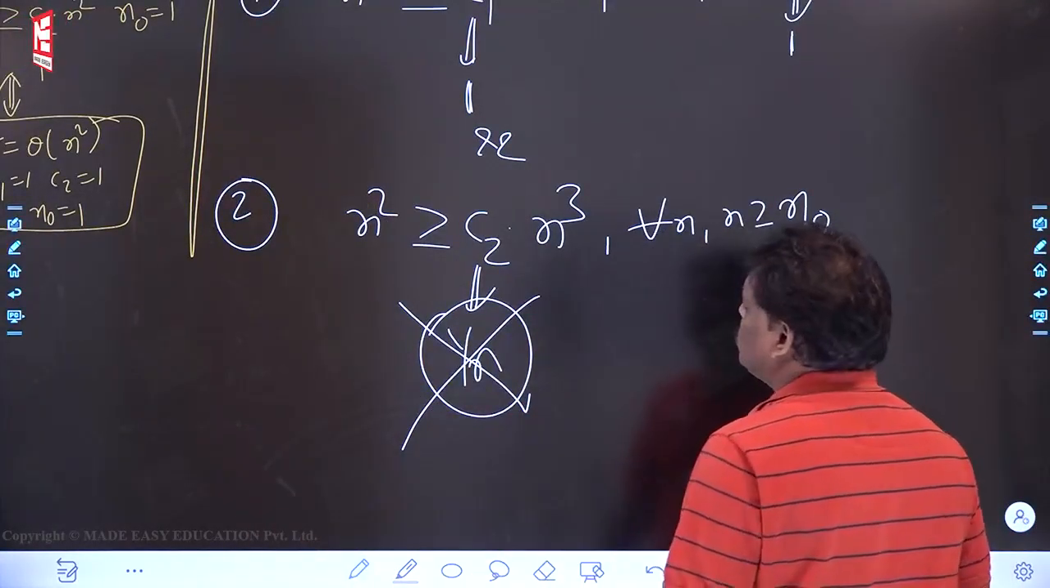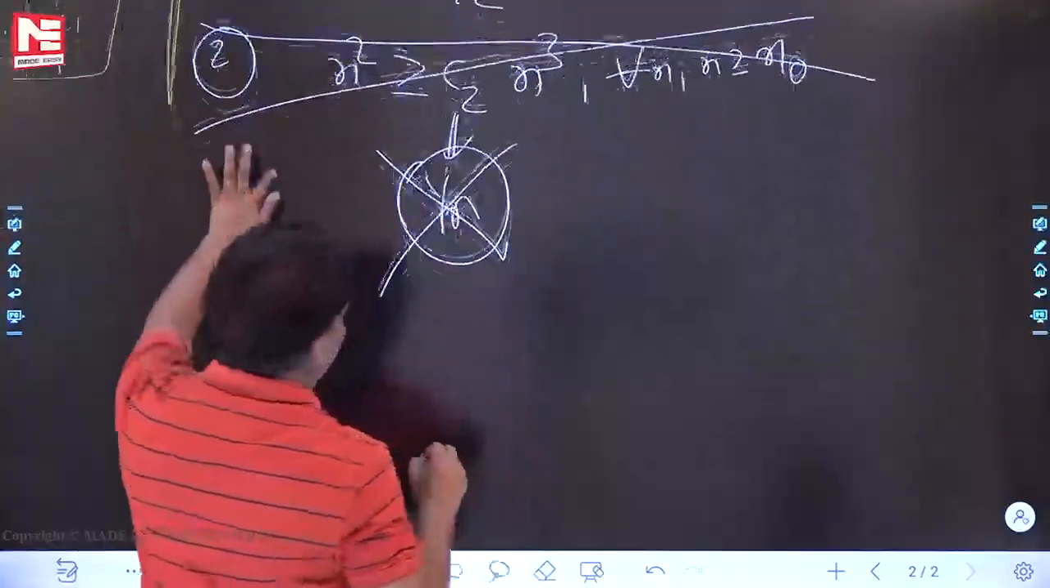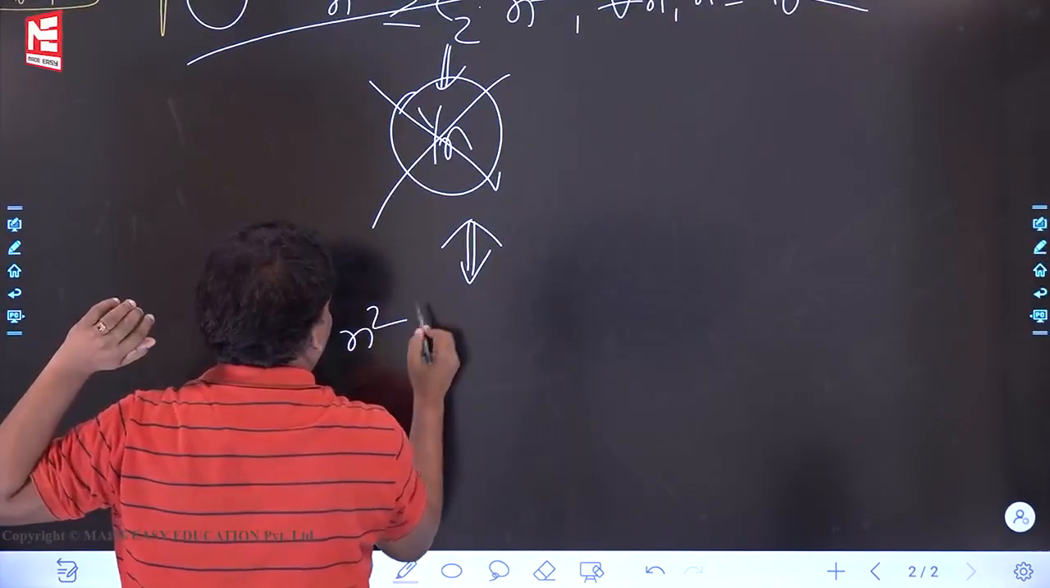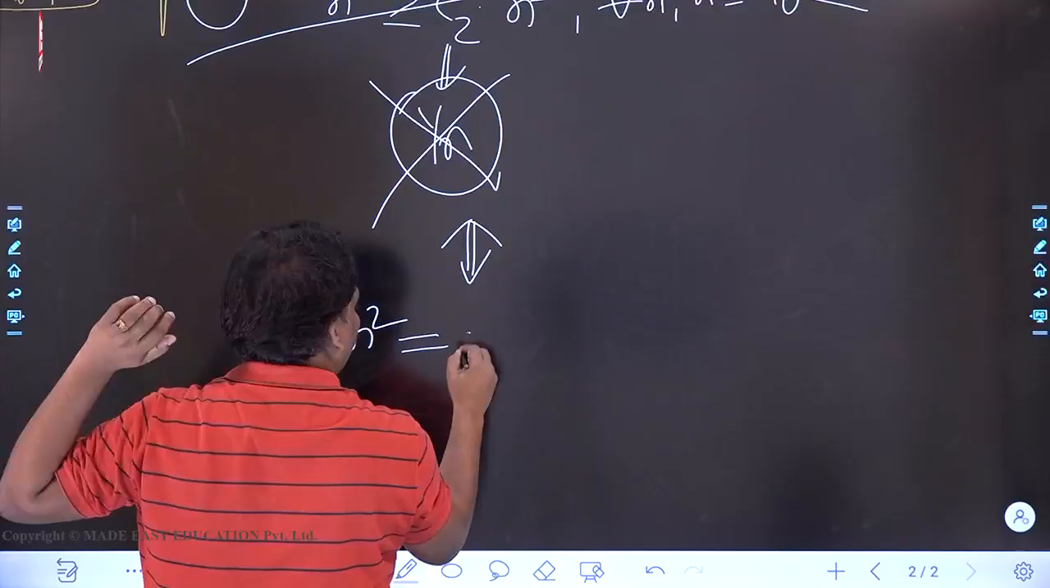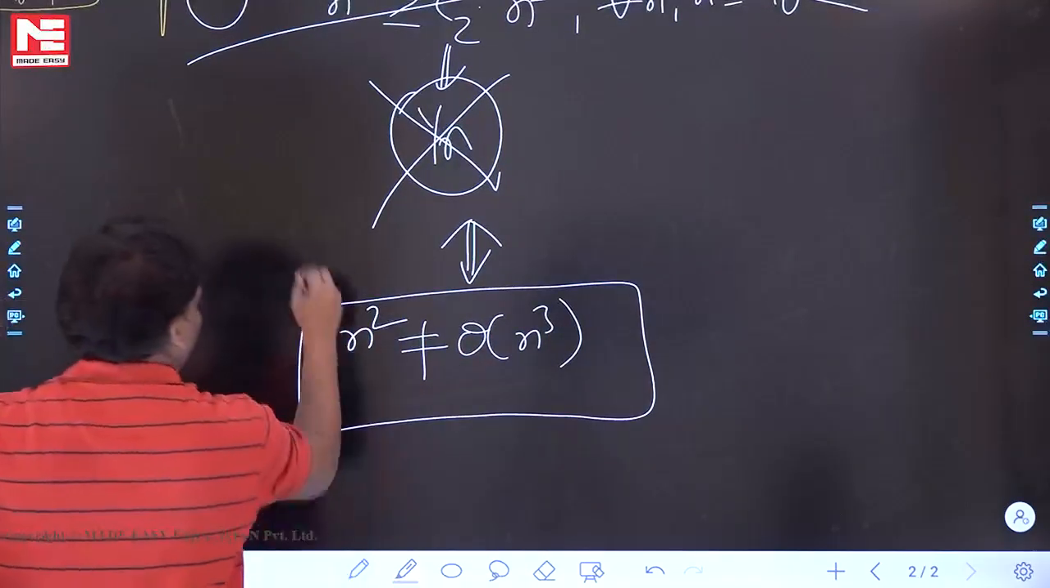So finally, what is the answer? The second one is not possible. So finally, what is the conclusion? See the final conclusion. N square is equal to theta of n cube? Not possible. This is not possible.